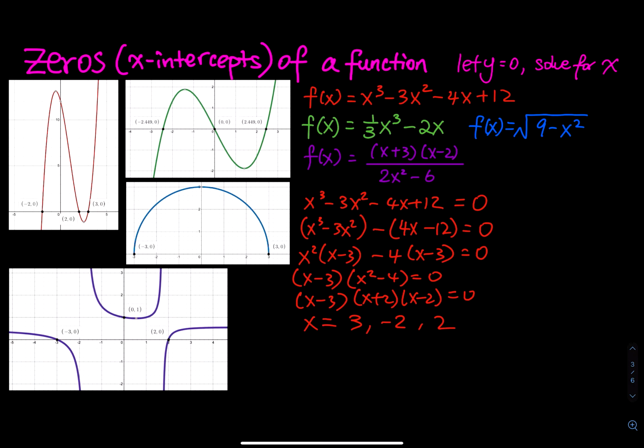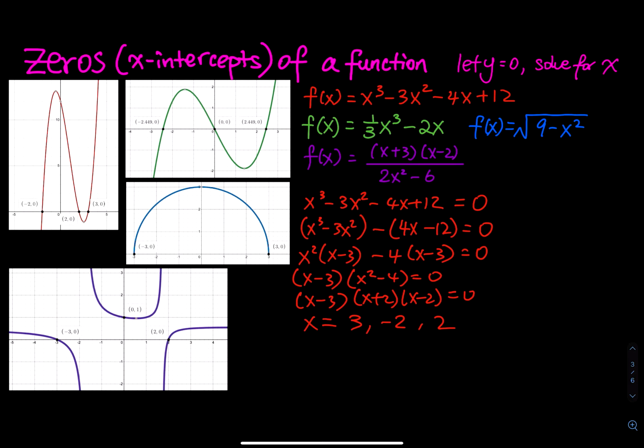So for the zeros, you don't have to write the point like 3 comma 0. When they ask for the x-intercept, you do have to answer like that. So if I say what is the x-intercept, then you have to say 3 comma 0. If I say what the zeros are, then reporting the single number is enough.